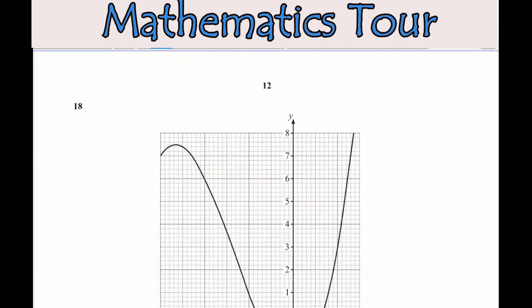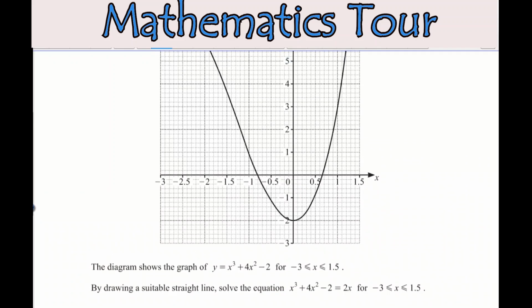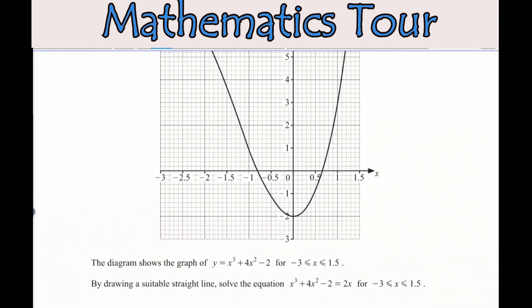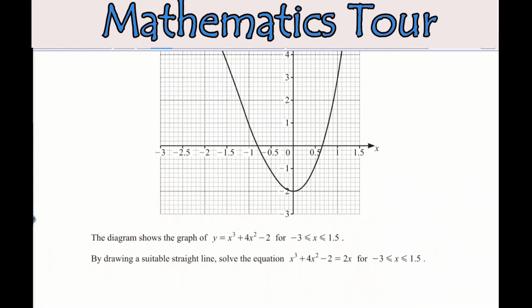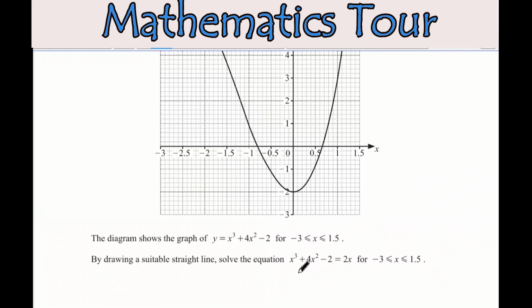That will be question 18. Here, the diagram shows the graph of that expression for the given range. By drawing a suitable straight line, solve the equation. So this is equal to y. The whole of this is equal to y. So that means y is equal to 2x. That is the line we need to draw.